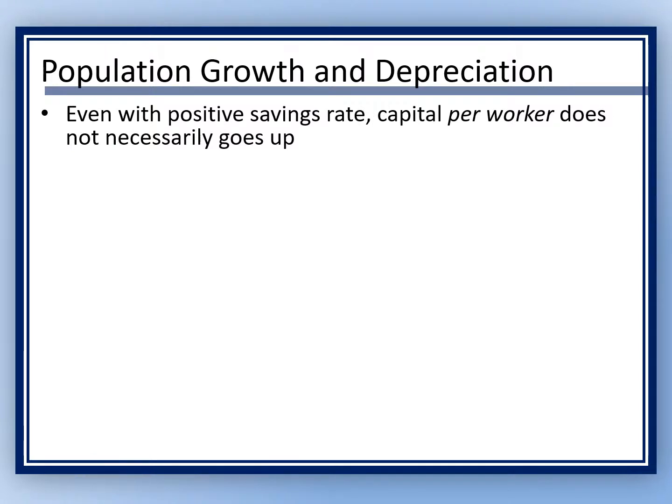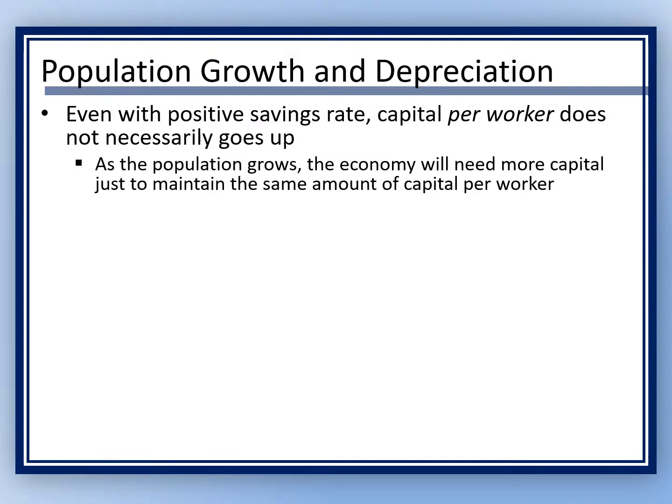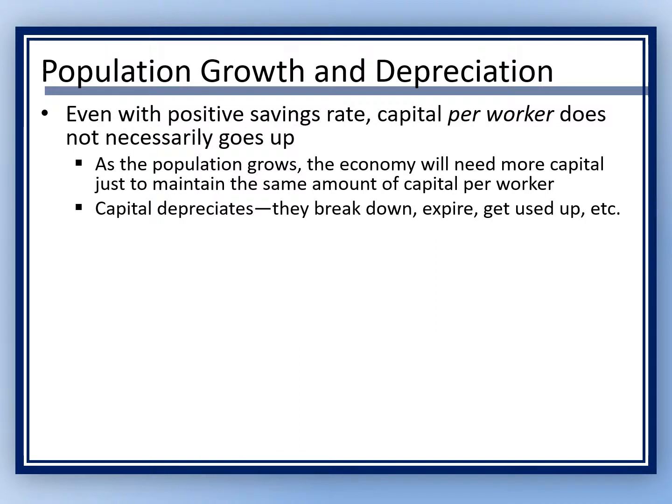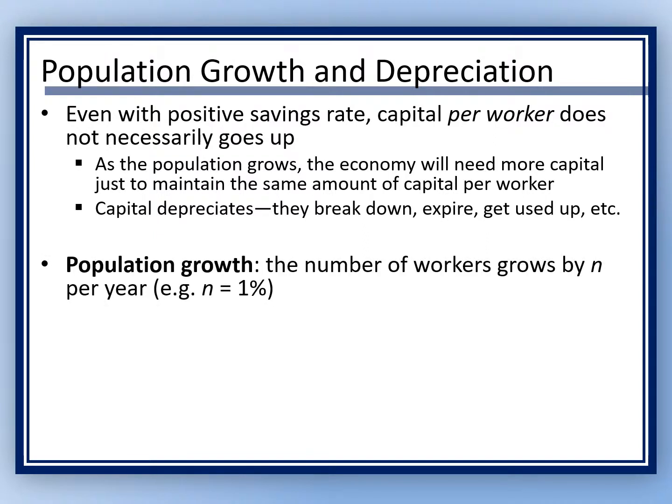So, as I've already explained, even with a positive savings rate, capital per worker does not necessarily go up because of population growth. You have to give your kids something. Right? Furthermore, there's capital depreciation. That's just a very fancy way of saying that things break down. Right? So now population growth, obviously a percentage, like 1% growth or like 2% growth.